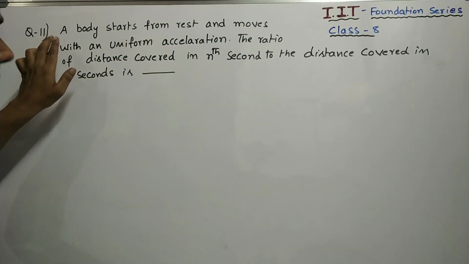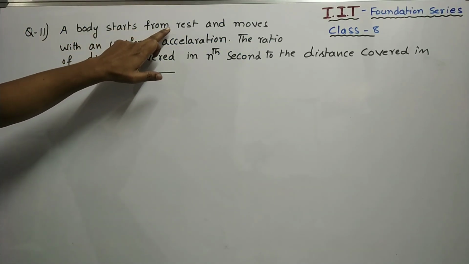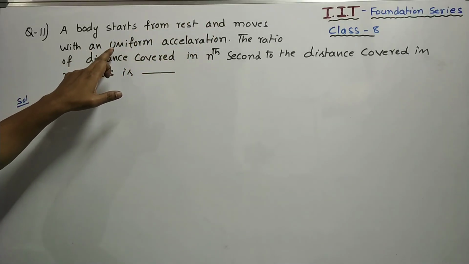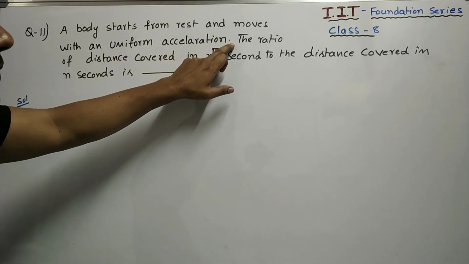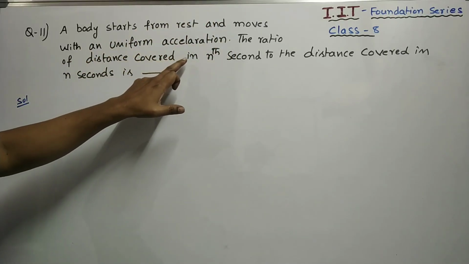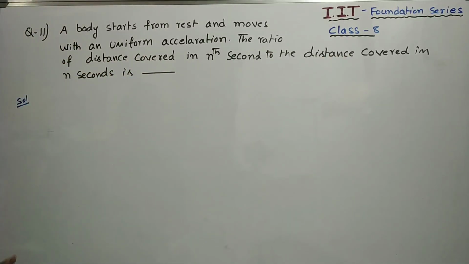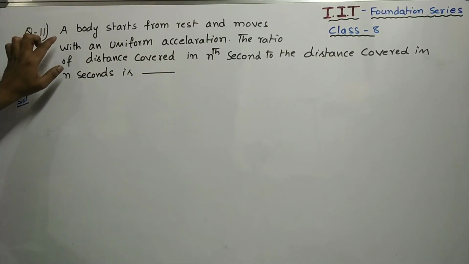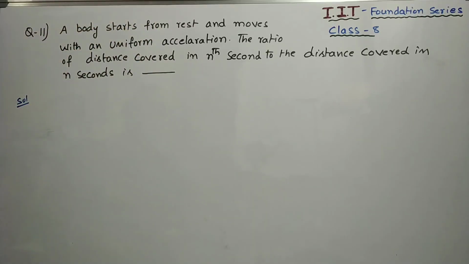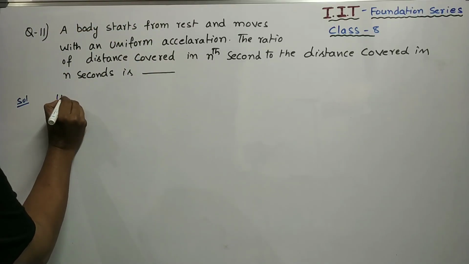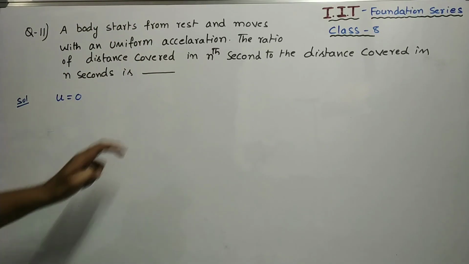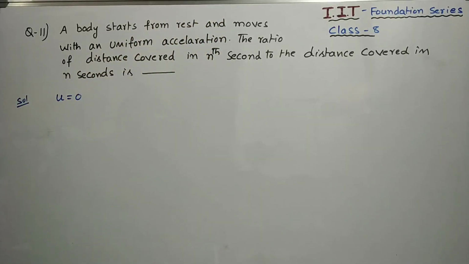The 11th question: a body starts from rest and moves with a uniform acceleration. The ratio of distance covered in the nth second to the distance covered in n seconds is? Here, once again into the question: a body starts from rest, so what is its initial velocity? 0, and it moves with uniform acceleration.